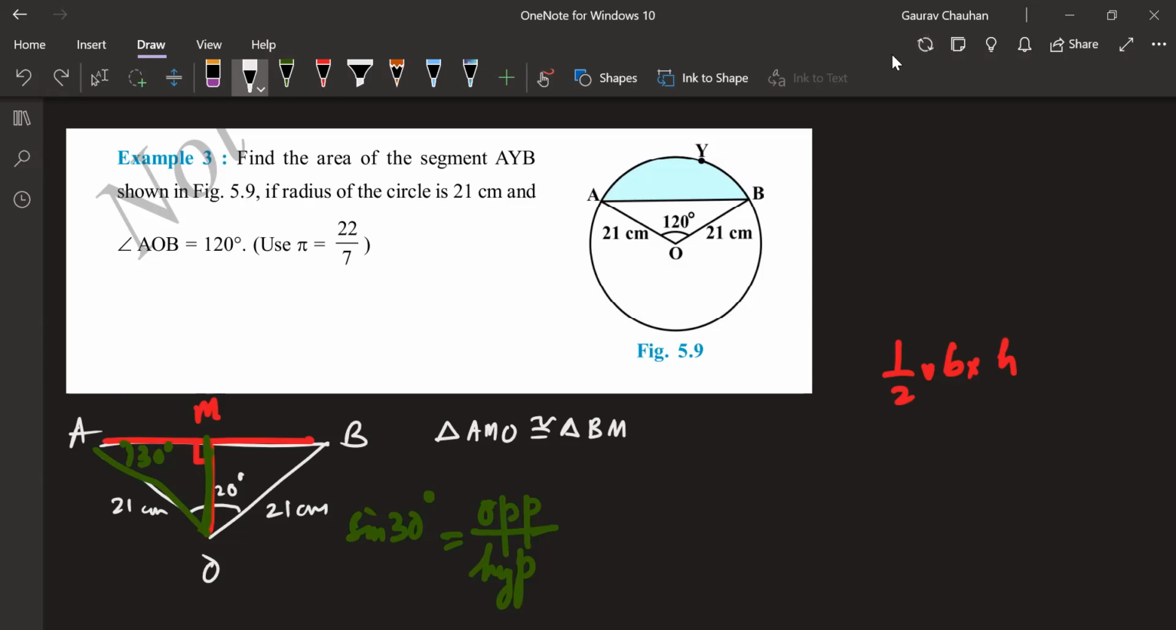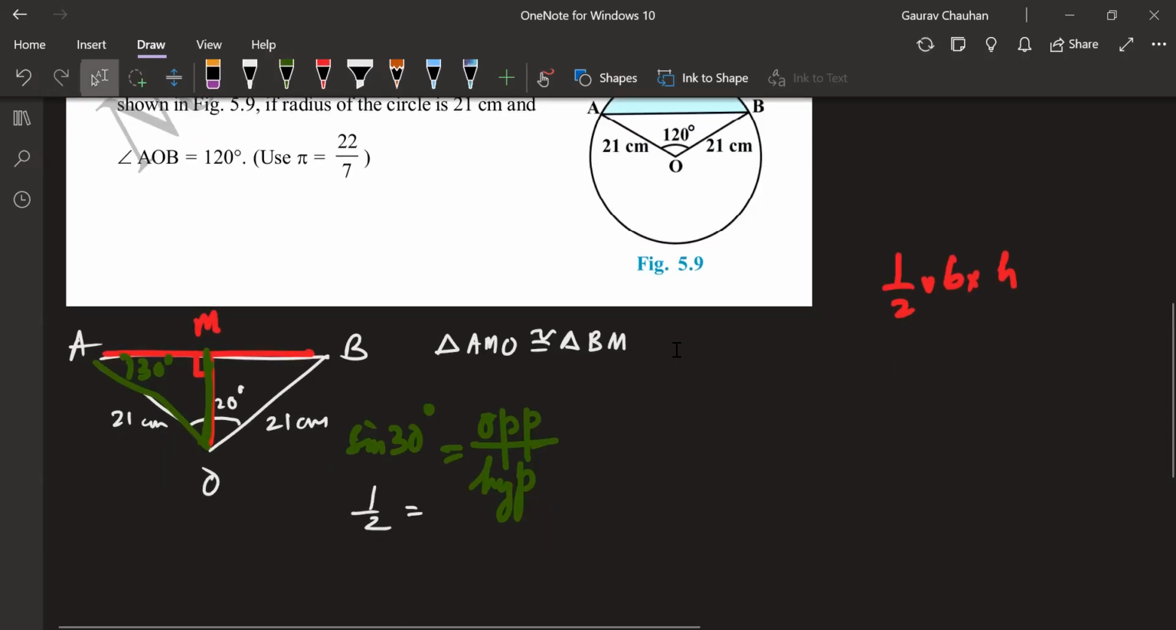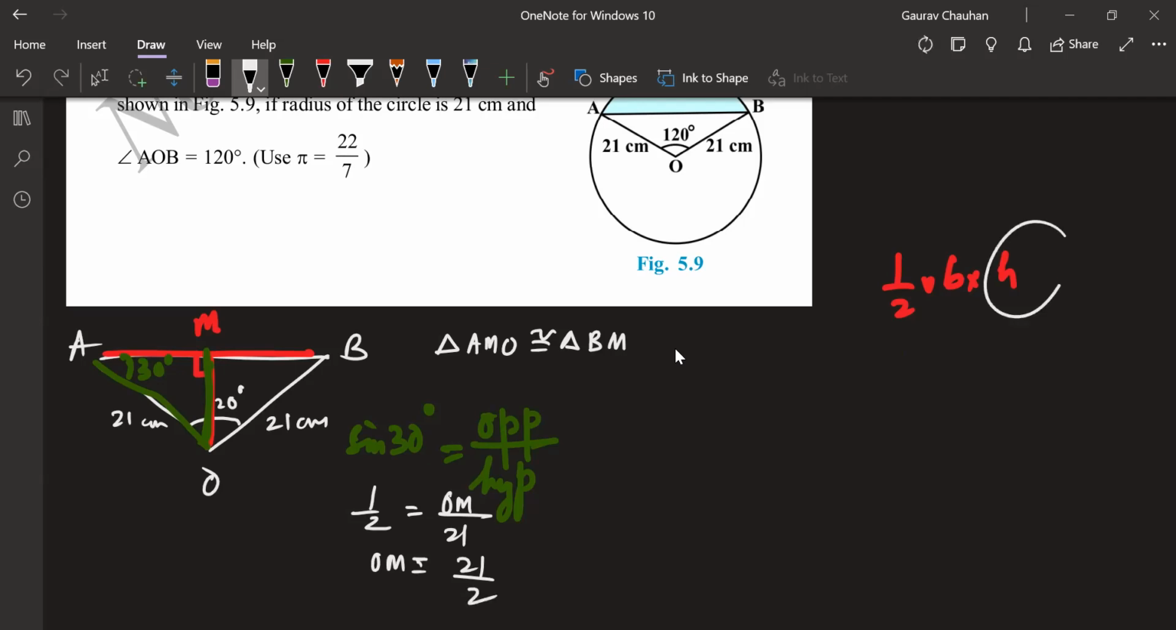Sine 30 also I already know. So 1 by 2 is equal to opposite by hypotenuse. Opposite is OM, hypotenuse is 21. So my OM is equal to 21 by 2. Everyone okay with that? I have got H already, of the big triangle, and for the small triangle also the same H, right? We got this. Everyone okay with that? Now keeping that aside, can you also find AM similarly? Yes. Cos 30 is equal to AM by 21.